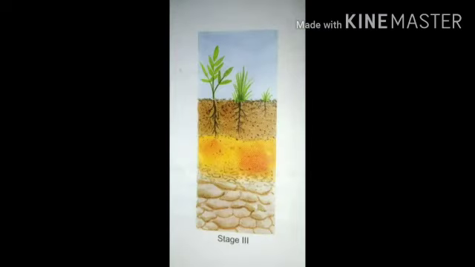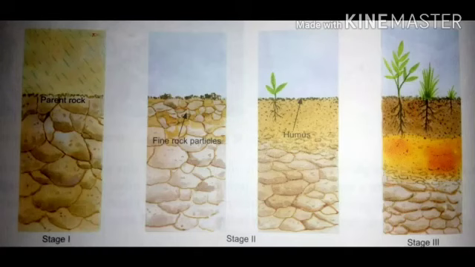Now moving to stage 3, the minerals and salts seep deeper into the ground along with the water to complete the formation of soil and make it favorable for plant growth. Now the plant can grow. So these are stage 1, stage 2 and stage 3 in the process of weathering, which help to convert rock into soil, and plants can grow in it very well.